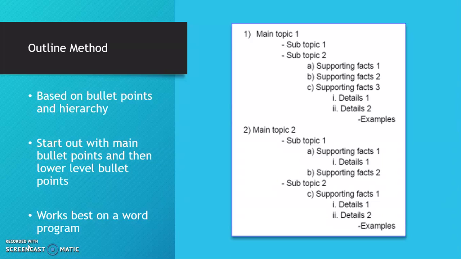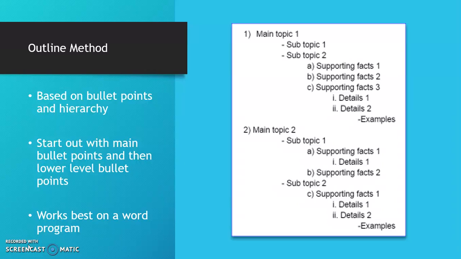The first one I'm going to talk about is the outline method. If we look to the right, we can see there's the main topic, subtopic, supporting facts, details, and examples. So you can see it's based on bullet points and hierarchy. So again, you want to start out with your main bullet points and then your lower level bullet points. Now the outline method, it's a very simple method in my opinion. It allows you to organize your thoughts and information. It allows you to build essays and reports in a more structured way.